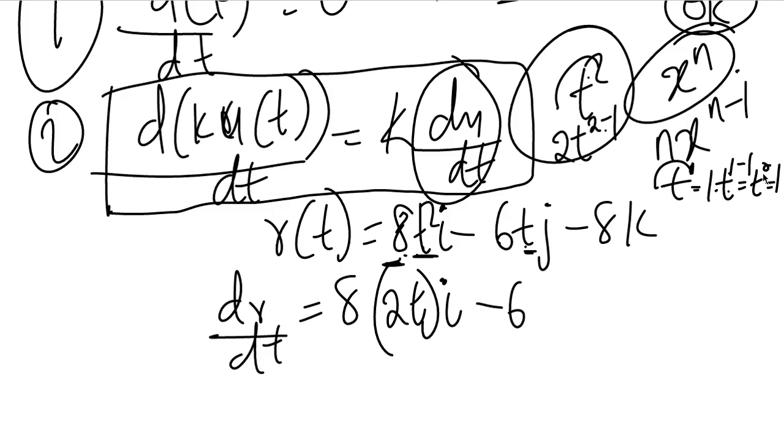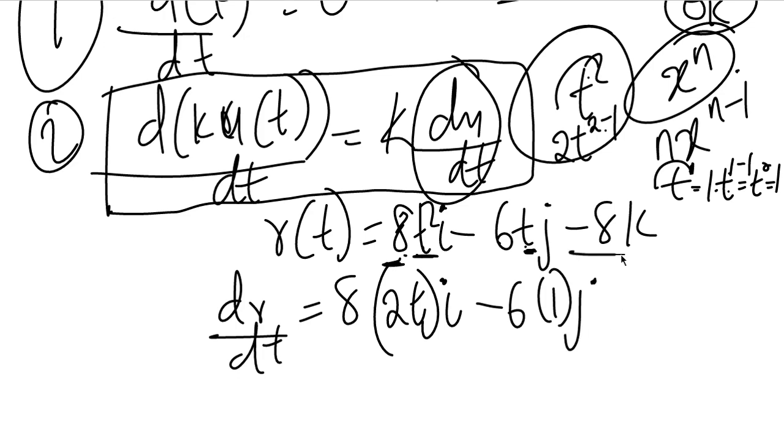Because, first of all, t is greater than 0, and it's not 0. 0 raised to 0 is not 1. All numbers raised to 0 is 1 except 0, right? So if we differentiate 6t, differential of t is what? 1. So we simply have 1, and then we attach the j.